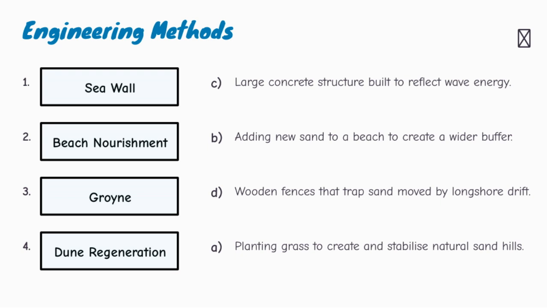Seawalls and groynes are usually examples of hard engineering because they are built structures. Beach nourishment and dune regeneration are examples of soft engineering because they work more closely with natural coastal processes. A strong GCSE answer should be able to name examples and explain how they reduce erosion or flooding.